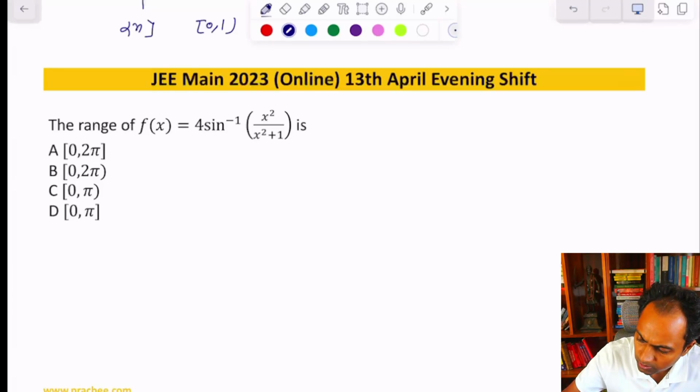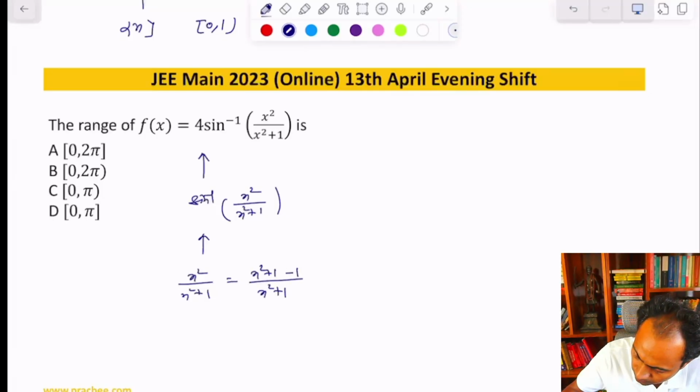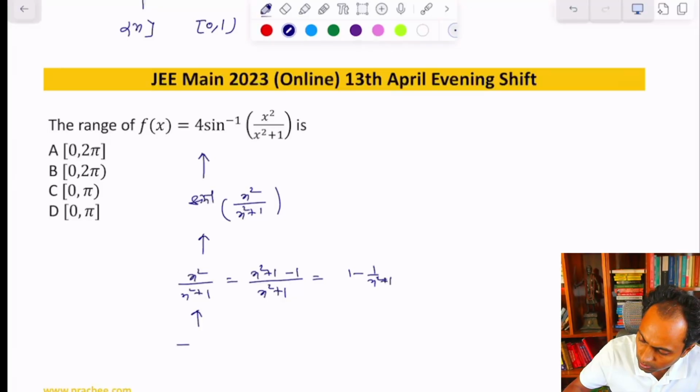So now in this 2023 question, what they're saying is 4 sin inverse of x square by x square plus 1 is given. If I want to find the range of this function, first we'll have to find the range of sin inverse of x square by x square plus 1. For finding this, you will first have to understand what happens to x square by x square plus 1. So this can be written as x square plus 1 minus 1 by x square plus 1, which eventually becomes 1 minus 1 upon x square plus 1.